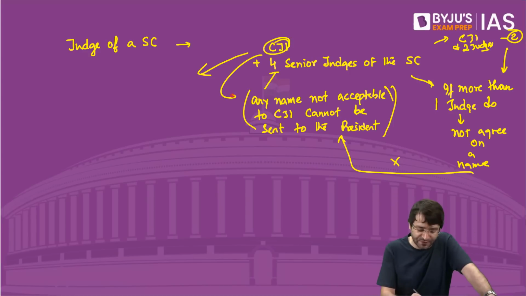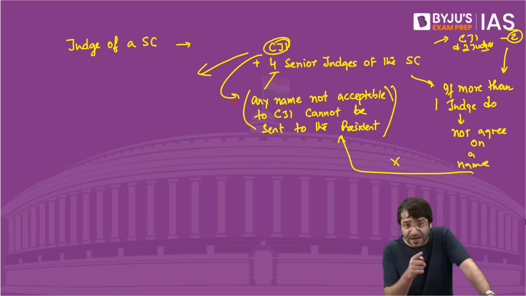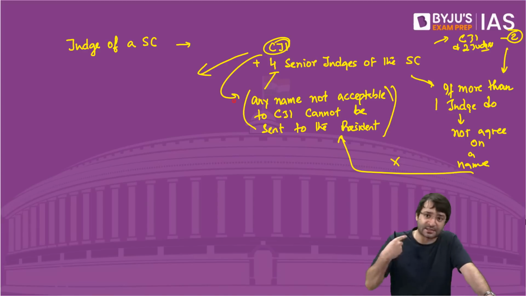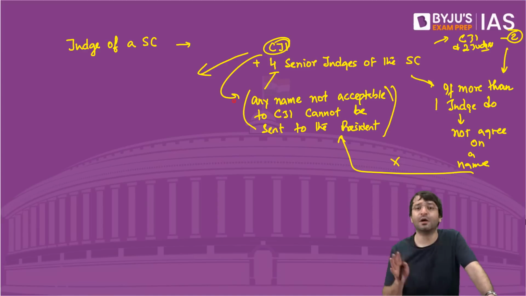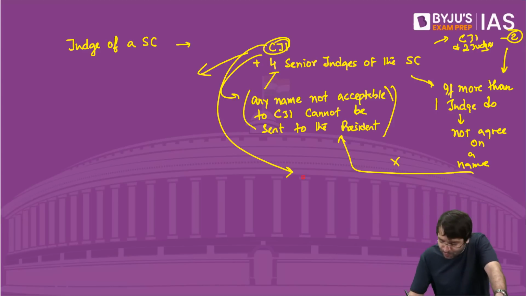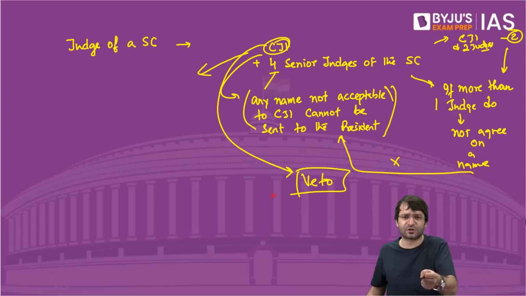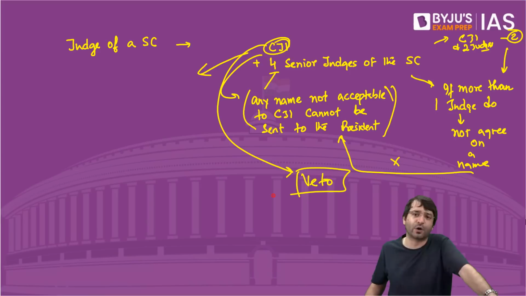But Chief Justice of India says, no, I don't agree. Despite the fact that 4 judges are saying yes, but Chief Justice is saying no, my name cannot be sent to President for appointment, which means in judicial appointments, Chief Justice of India enjoys a veto. Any name which is not acceptable to Chief Justice of India, even if 4 other judges agree, cannot be sent to President for appointment.